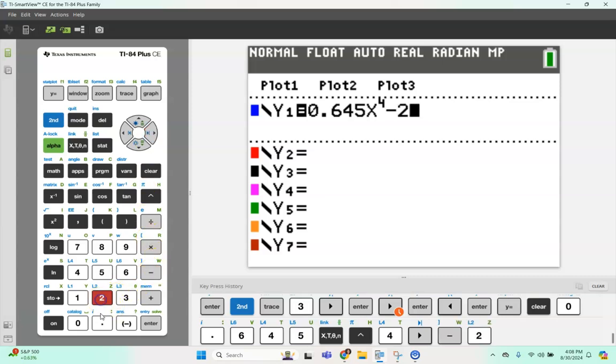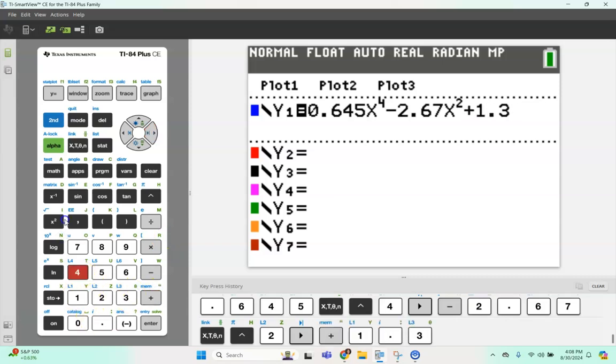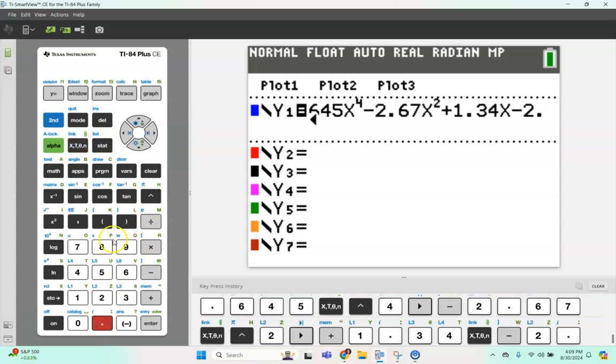Minus 2.67 x squared. You can do caret 2, or you can use this button right here. That's going to be x squared. Get out of the exponent again. Plus 1.34 x, oops, and then minus 2.91.